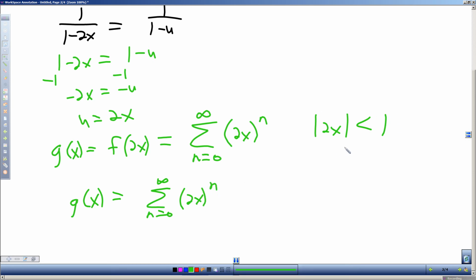We can say 2x is less than 1, and 2x is greater than negative 1. It's an 'and' in this circumstance because we have a less than. Less than is always an 'and'. If it was a greater than, it would be an 'or'. Okay, so our restriction is that x is between negative 1/2 and 1/2.